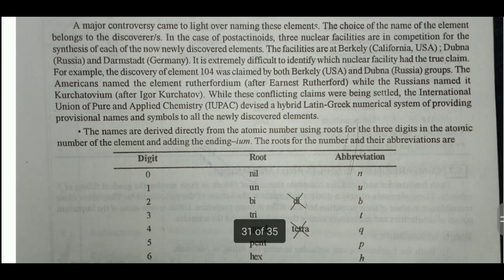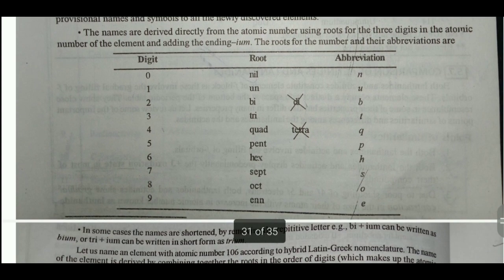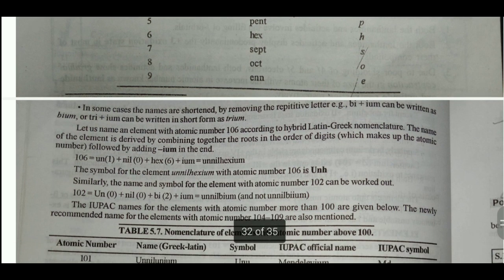The names are derived directly from the atomic number, using a root for each of the 3 digits in the atomic number of the element and adding the ending IUM. The roots for the numbers and their abbreviations are as follows. In some cases, the names are shortened by removing the repetitive letter. For example, bi plus IUM can be written as bium, or tri plus IUM can be written in short form as trium. Let us name an element with atomic number 106 according to hybrid Latin-Greek nomenclature.